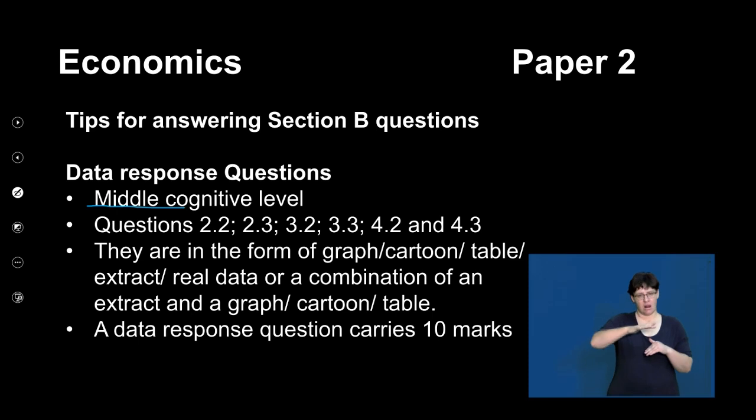Right. Let's look at the data response questions. These are your mid-cognitive level. We are looking at our question 2.2, our question 2.3, our question 3.2, 3.3, 4.2, and 4.3. These ones are given in the form of a paragraph, in the form of a cartoon, a table, an extract, real data, or a combination of an extract and a graph, or a combination of an extract and a cartoon and a table. Right? Normally, data response questions carry a maximum of 10 marks. So it's going to be your 2.2.1, 2.2.2, 2.2.3, right up until 2.2.5.